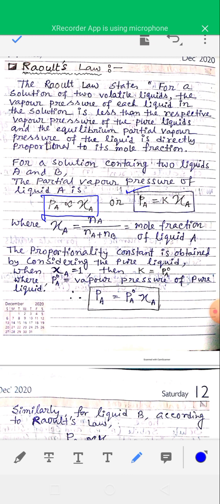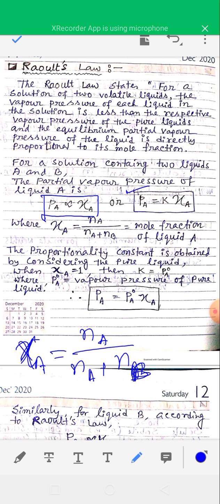Okay, and you can calculate mole fraction by using this formula. Mole fraction of A is equal to the mole number of that component divided by the total mole number present in the solution, that is Na divided by Na plus Nb. Mole fraction of any component is equal to the mole number of that component divided by the total number of moles present in the solution.